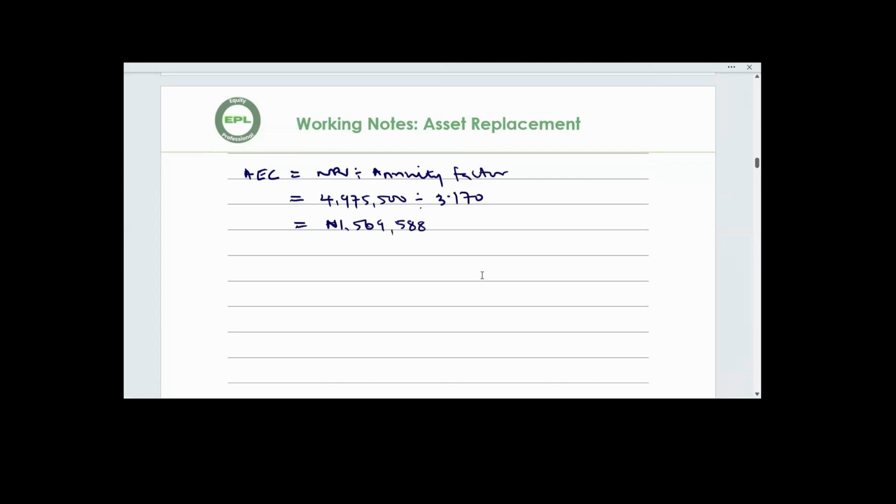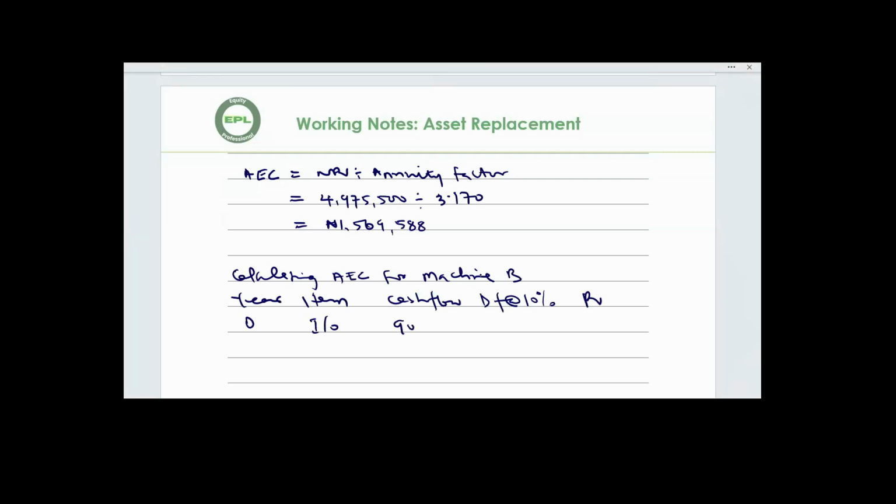I will then do it for machine B. Calculating annual equivalent cost for machine B. Description of item, cash flow, discount factor at 10%. The useful life of machine B is 7 years, and the initial outlay of machine B is 9 million. Cash outflow, 9 million. Year 1 to 7.